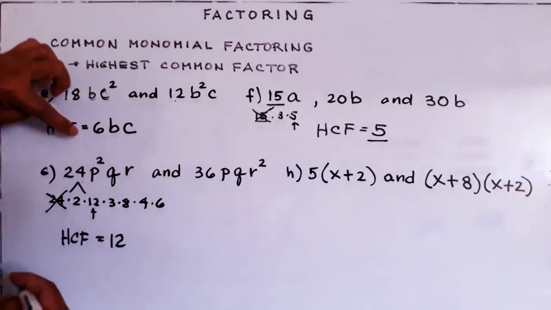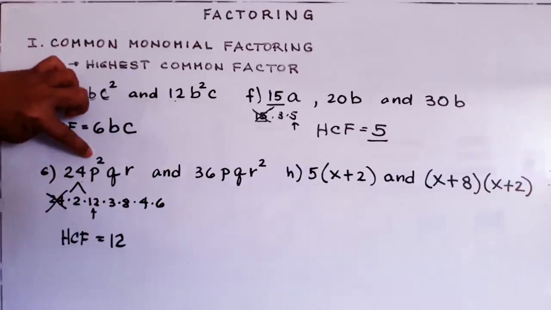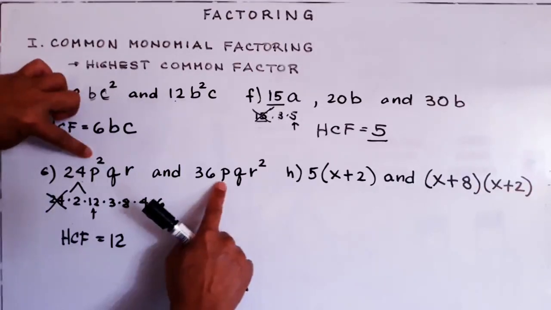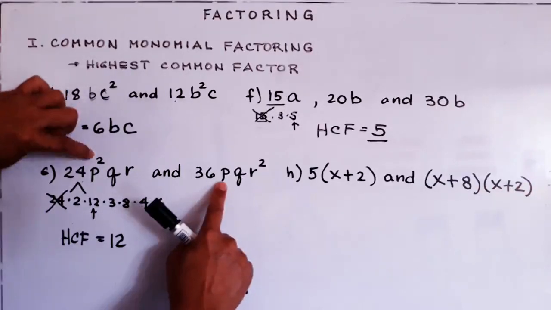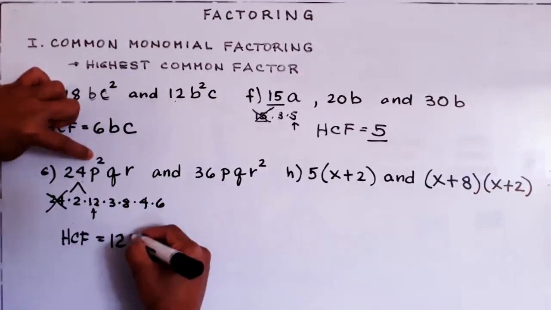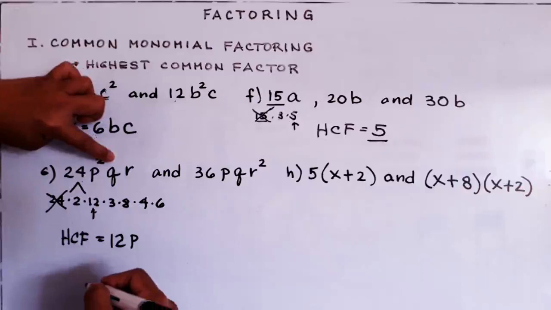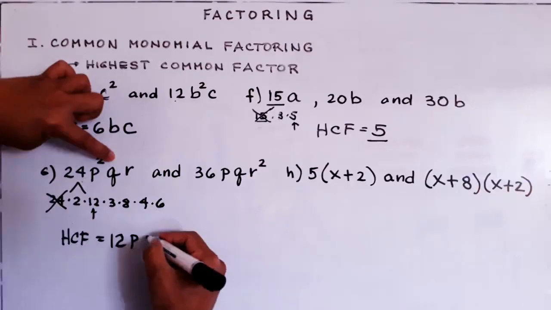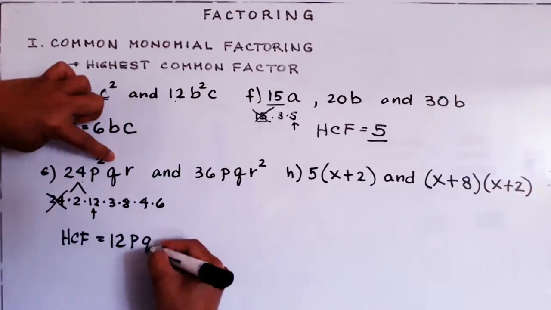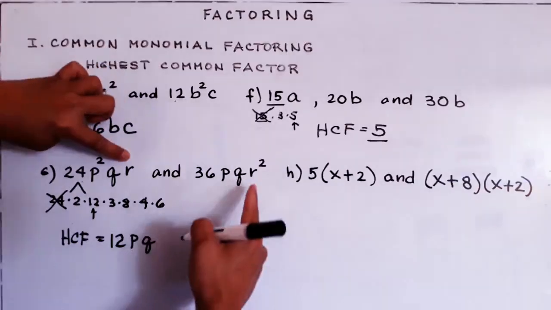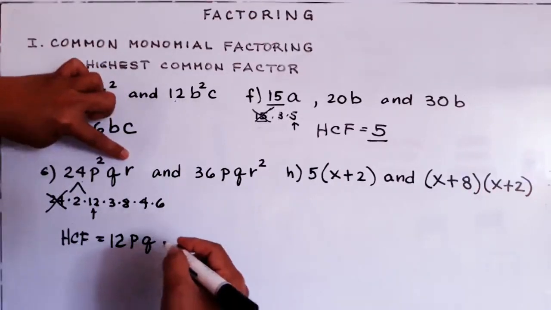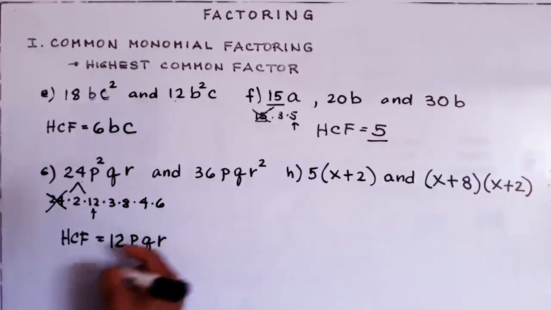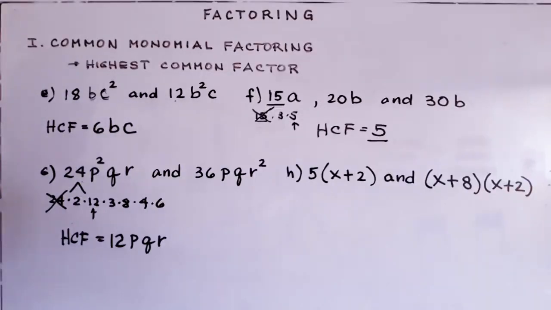Okay. Now here we have p squared. We are lucky because this is only 2. We have the p here, but the p here is p to the first. So you select this p to the first and not the p squared. So you write the p here. Okay. Q. Do you have a q there? Yes, this one is to the first. That one is to the first. So we select the q because q is in both of them. R and R squared, which of the two are you going to choose? The R to the first. So just R, and this is our HCF.